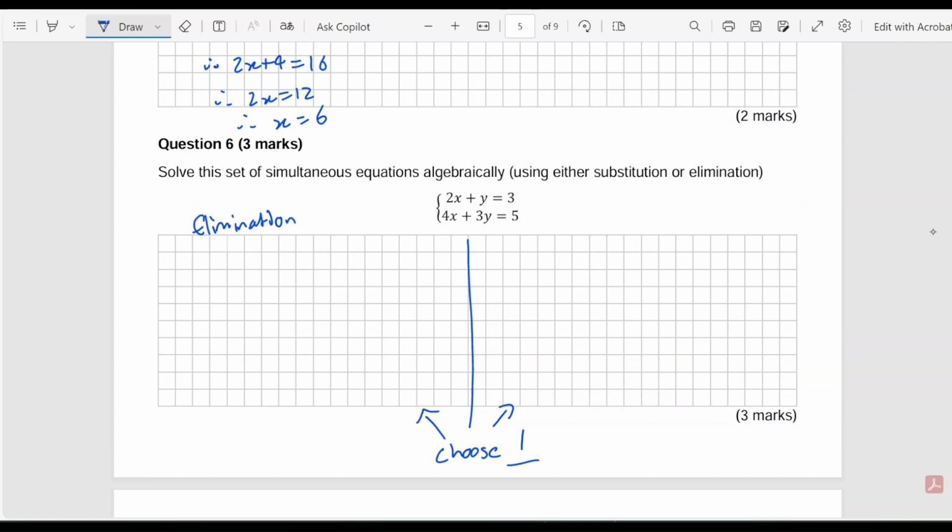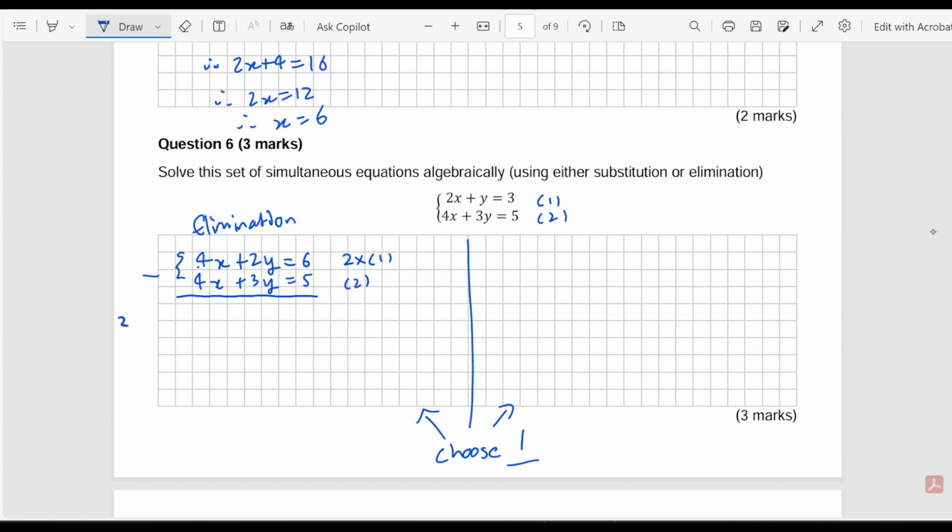So elimination, what we'd want to do is get the same number in front of x and y. So if we call this equation 1 and equation 2, I can double the top equation. So I get 4x plus 2y is 6, and that is 2 times equation 1. And then the bottom one's going to stay the same, 4x plus 3y is 5. Then we subtract the two equations from each other.